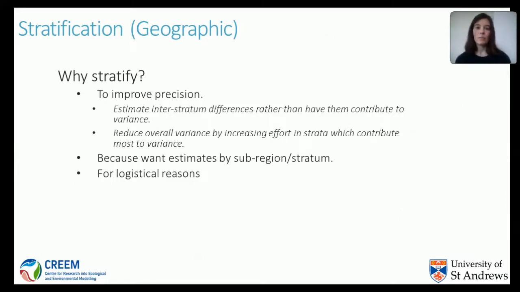Secondly, there might be reasons why you want to estimate by subregion or by stratum. There might be managerial reasons why it's useful to know about stratum A compared to stratum B. And finally, for logistical reasons. You have a finite amount of resources, and so creating a stratified design where you place less effort in areas with suspected lower density, for example, might be a way to optimize your resources and get the most out of your survey.